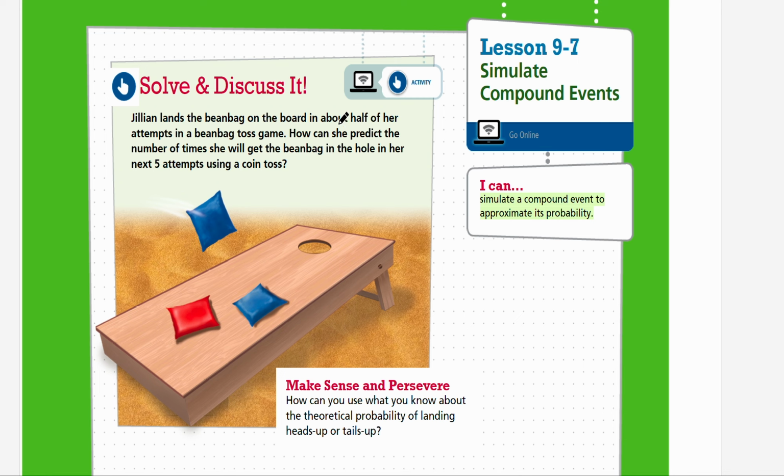Jillian lands the beanbag on the board in about half of her attempts in a beanbag toss game. How can she predict the number of times she will get the beanbag in the hole in her next 5 attempts using a coin toss? So you know what a beanbag is? Basically, it's a bag that has beans in it. You can toss it for games. So in this situation, if you look at the picture, you see 2 blue beanbags and 1 red beanbag, right?